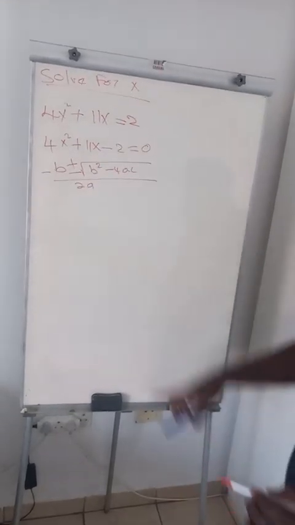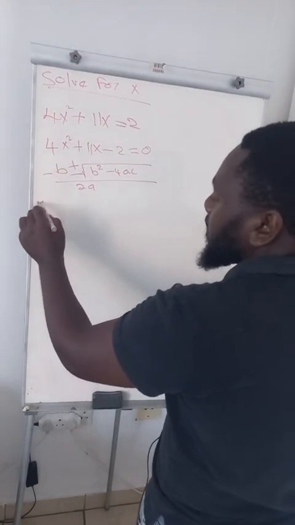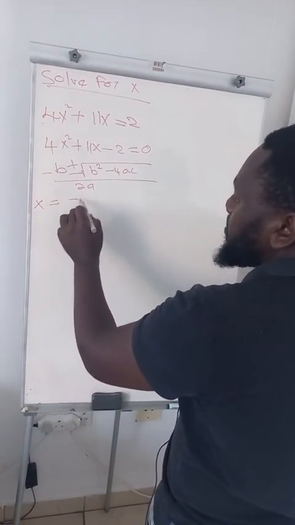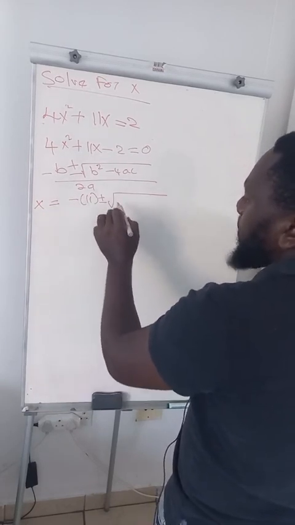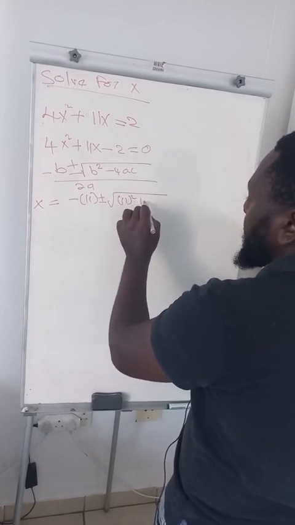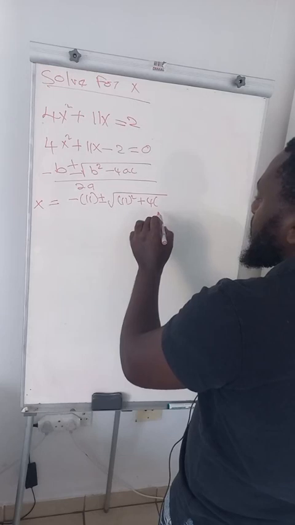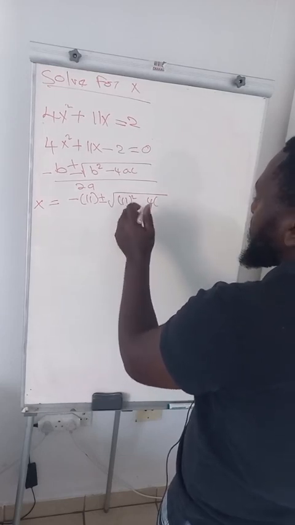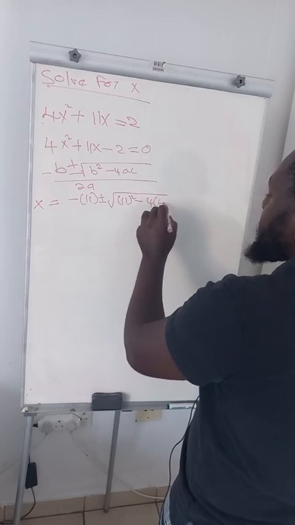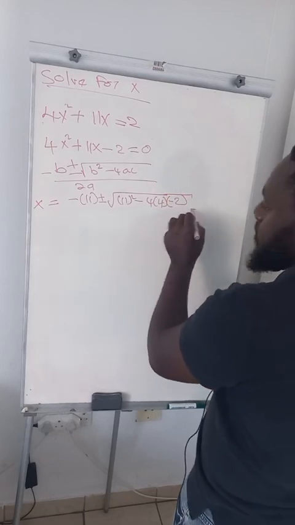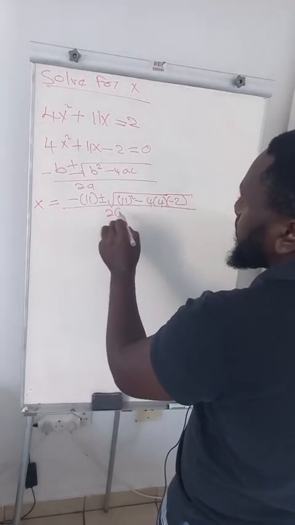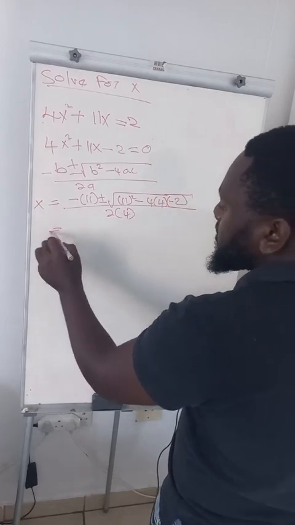So you need to use this formula in order to solve this question. So now let's just replace. We'll have x is equal to negative b, which is negative 11, plus or minus the square root of b squared, which is still 11 squared, minus 4ac. I'm surprised, it's minus, not plus. What is a? a is 4, and c is minus 2. And then all divided by 2a. What is a? a is 4. And then it looks something like this.